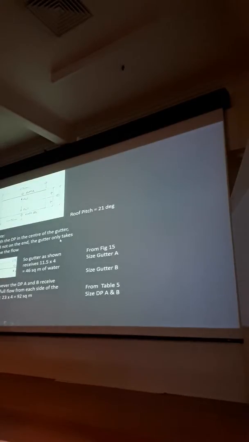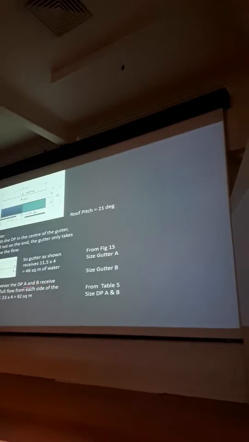So with the downpipe in the center, not only does the gutter take half the flow, that's not my spelling, by the way. So the gutter shown receives 11.5 times 4. That gives you 46 square meters. So really it is only receiving half that length by the width. Does that make sense? So it's only catching half the roof, the other half of the roof goes to a central downpipe. But the downpipe calculation must be the whole roof in this particular case.